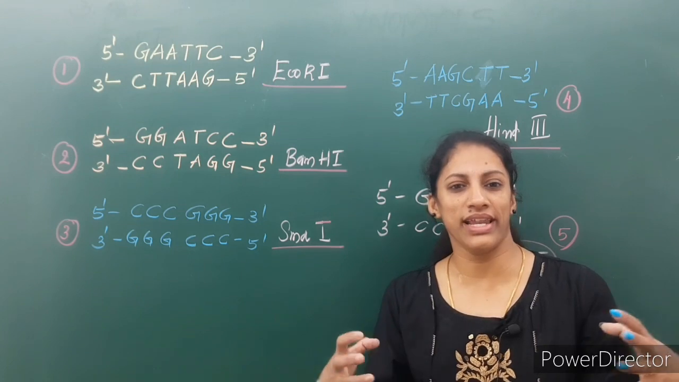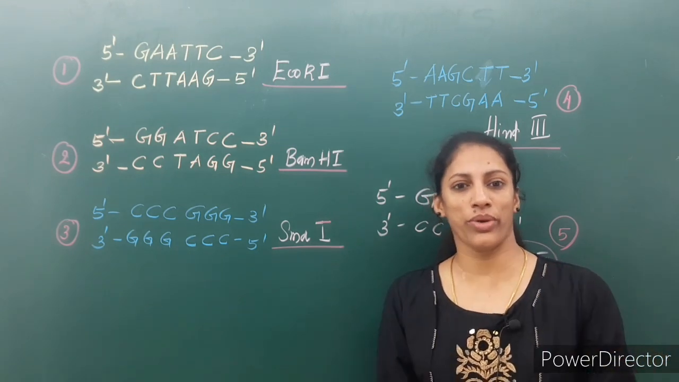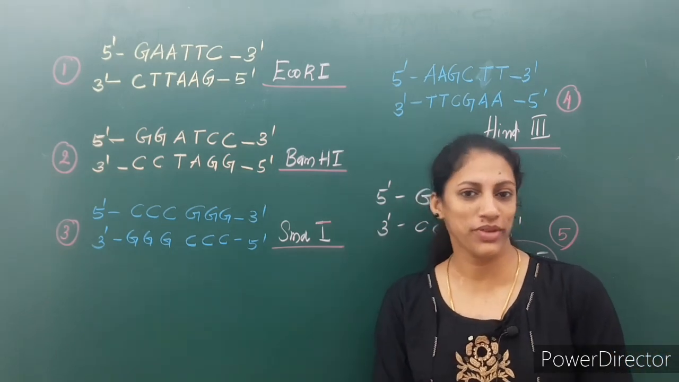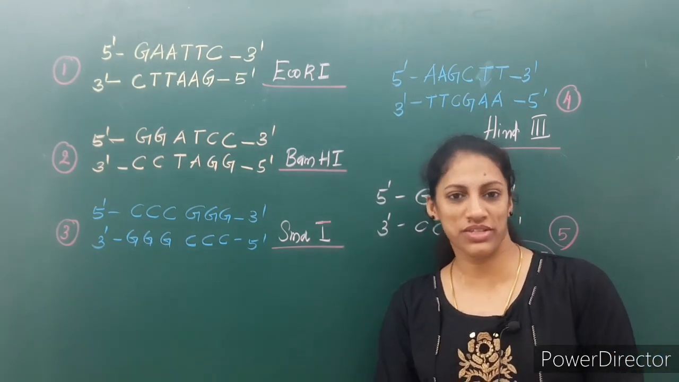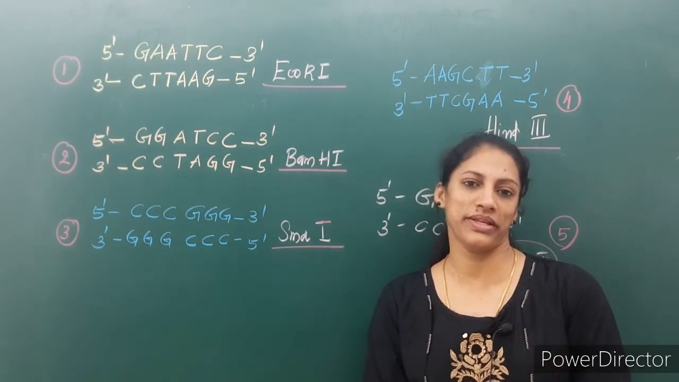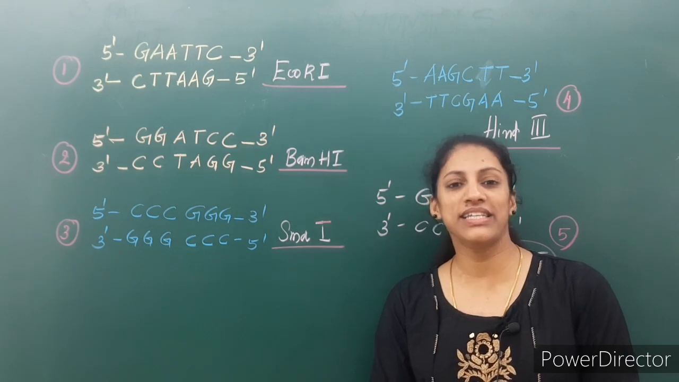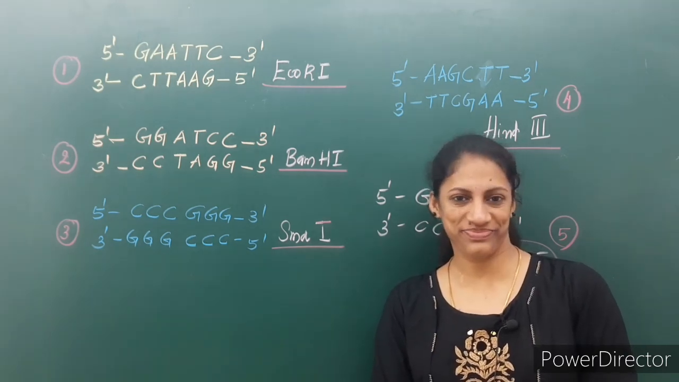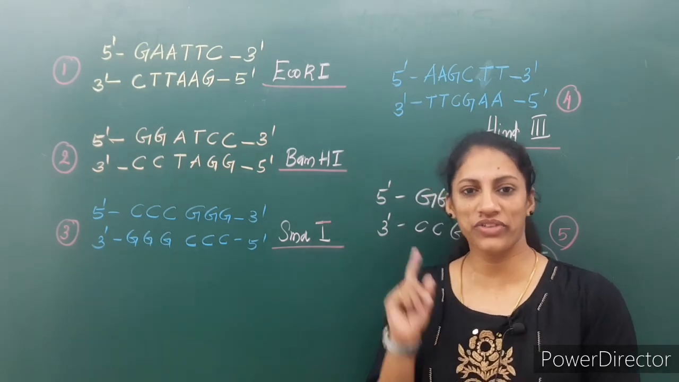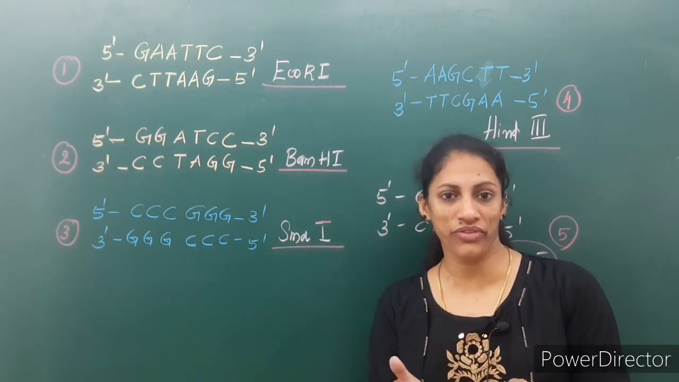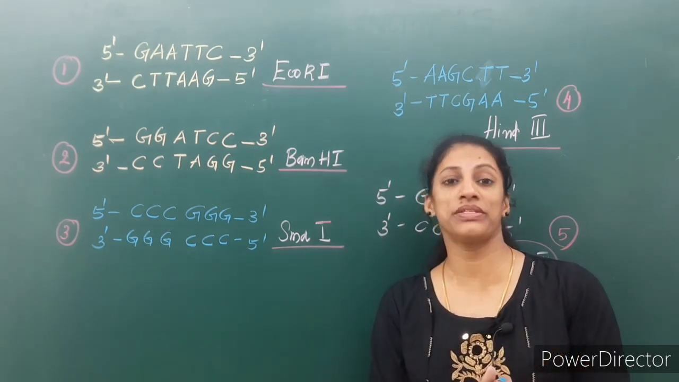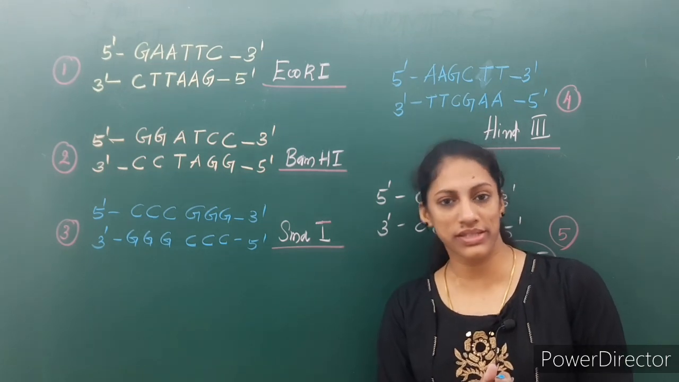Then how do we select the fragment we require, the desired DNA fragment? That is another great discovery. The separation of the fragments is by the gel electrophoresis technique, the technique to separate the fragments. After the action of restriction enzymes, we get a number of fragments, and we isolate the desired DNA fragment by gel electrophoresis.